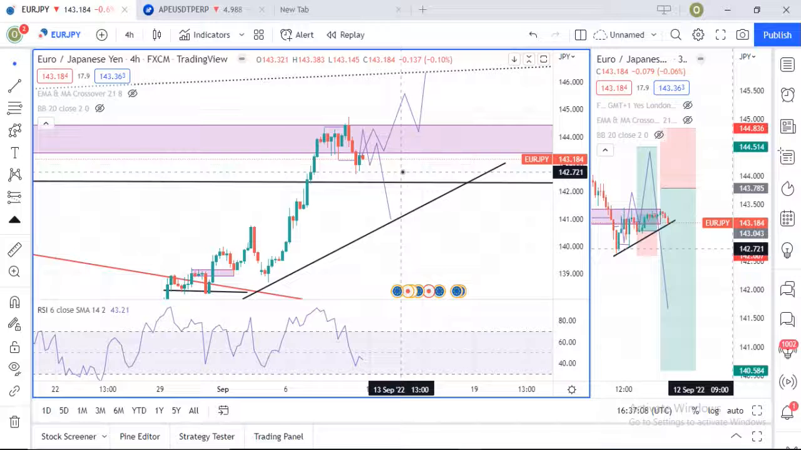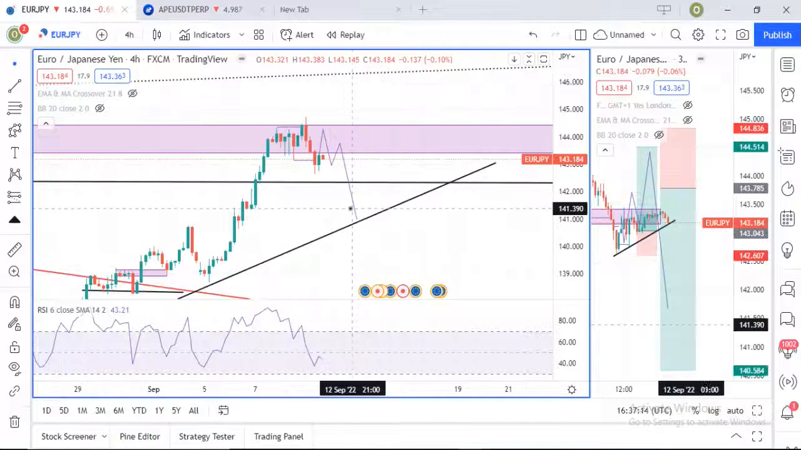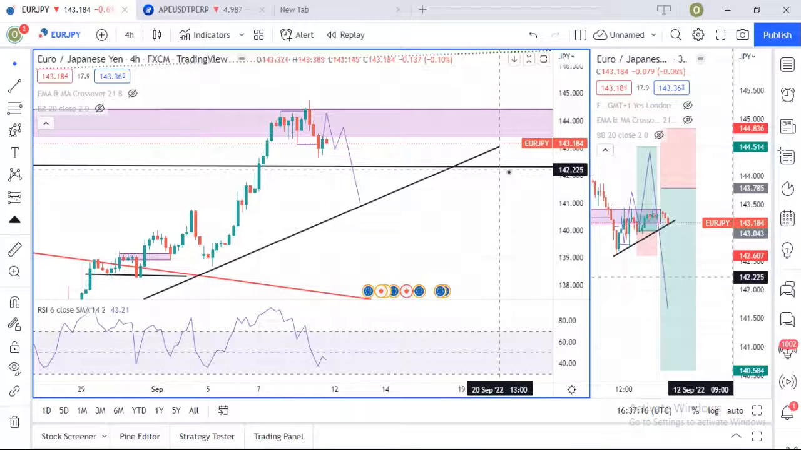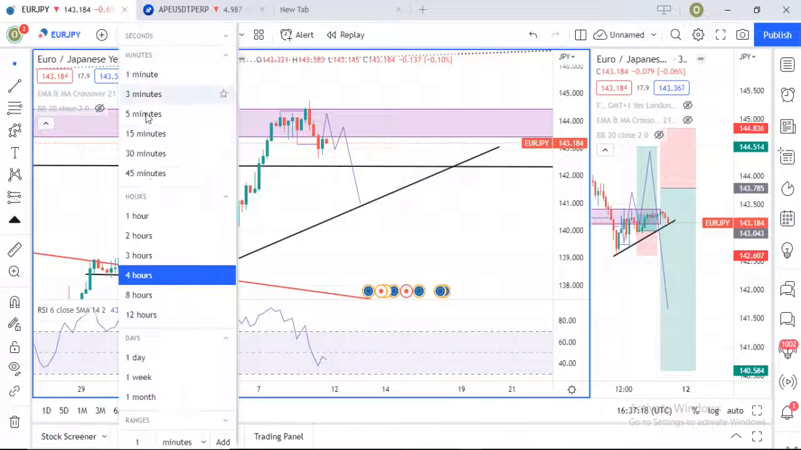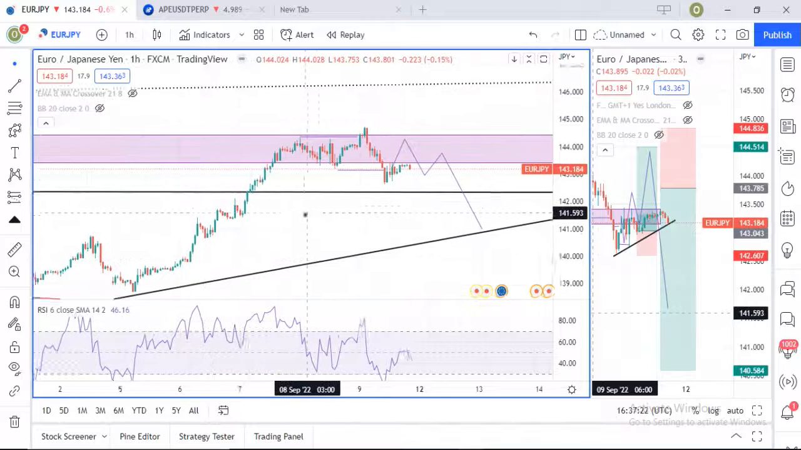Can you see what I'm talking about? So these are the 2 scenarios that will likely happen. So we can't say now until the market opens. Those are the 2 opportunities. So let's go to the 1 hour time frame. Okay, this is the 1 hour time frame.